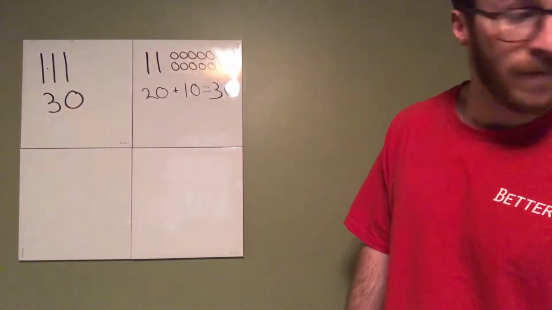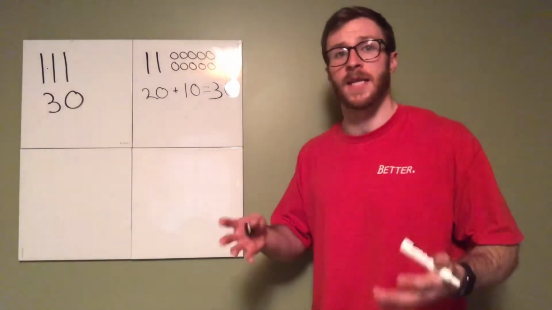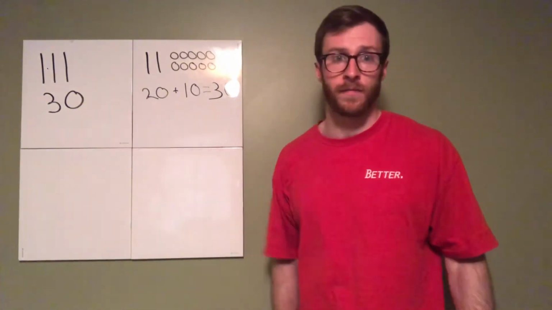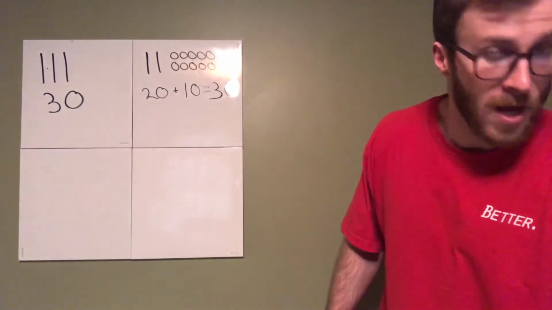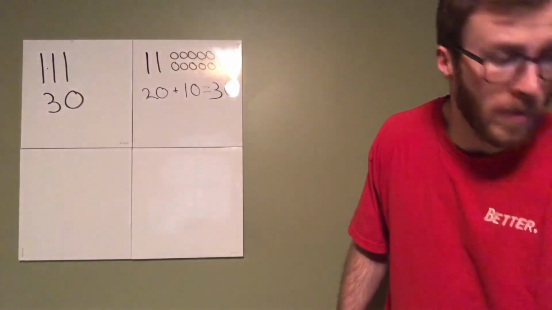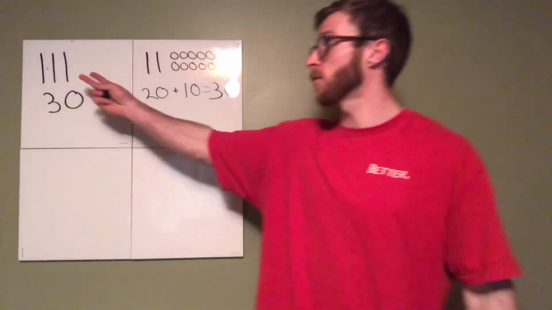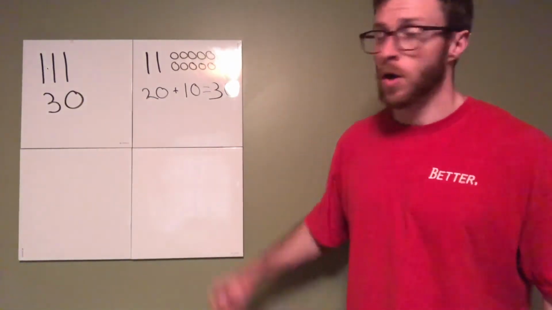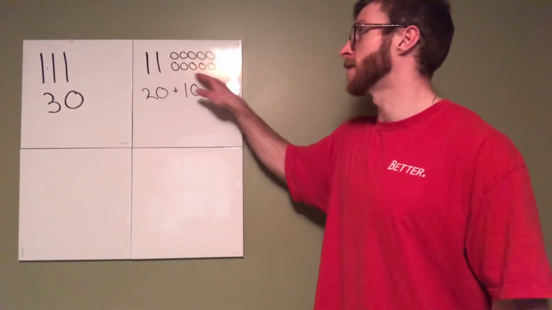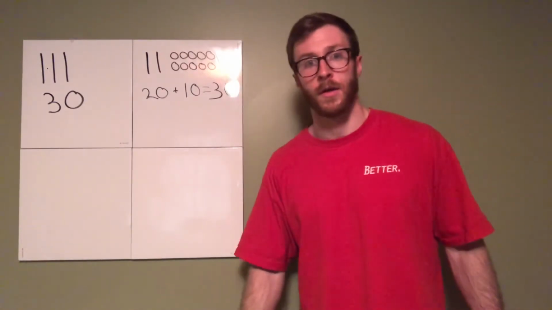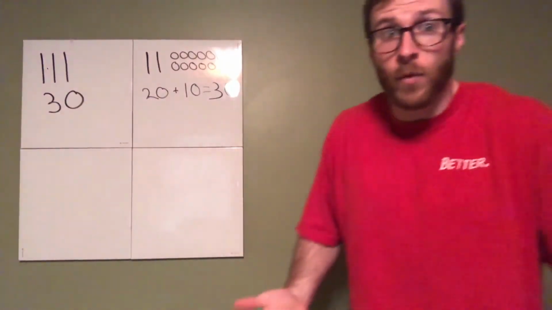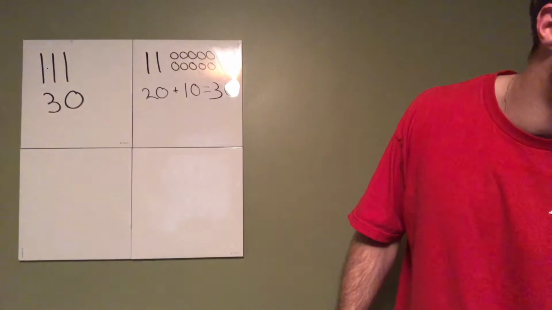So is it the same value? Is it worth the same amount as this over here? Yeah, it is, because we have 30 no matter what. It's 2 different ways of making the number 30. Over here we have 3 10s, and over here we have 2 10s and 10 extra ones. All right, so there's a couple different ways we can make the same number.